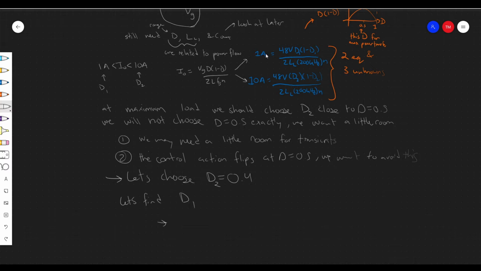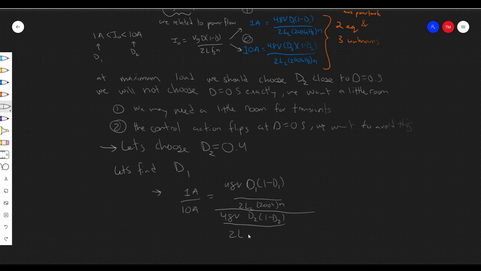So if we divide, let's say, equation 1 and equation 2, well, simply what we get is that 1 amp over 10 amps is equal to 48 D1 (1 minus D1) over 2 L leakage 200k N, and this is going to be all over pretty much the same thing: 48, this time D2 (1 minus D2), all over this same denominator, 2 L leakage 200k N. And we can start canceling stuff out, right? So we can cancel out all this stuff.